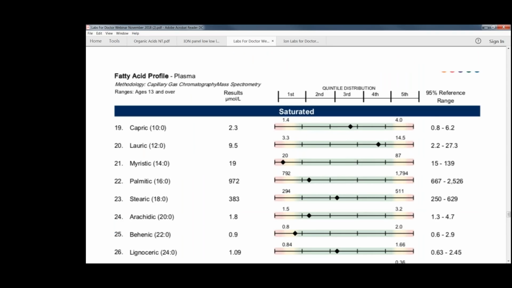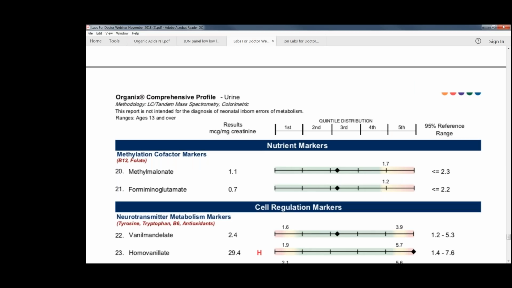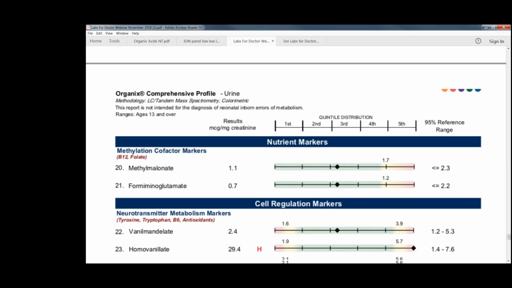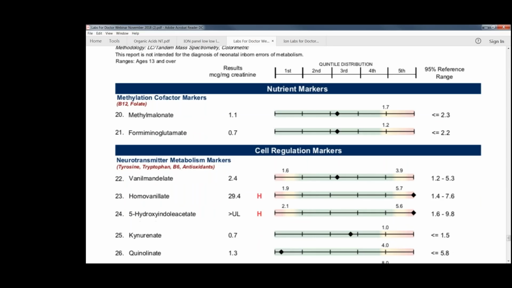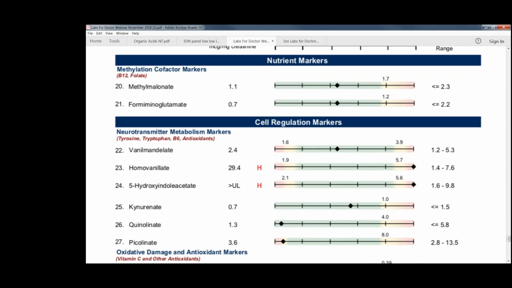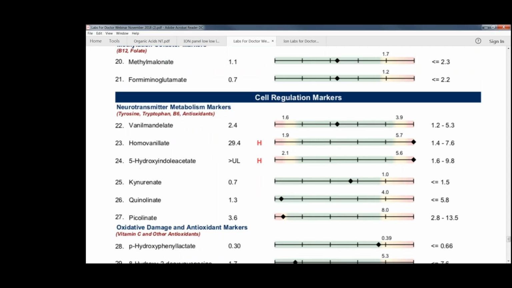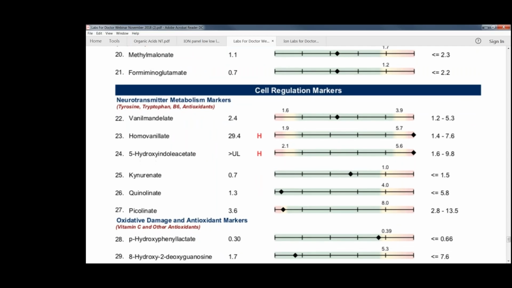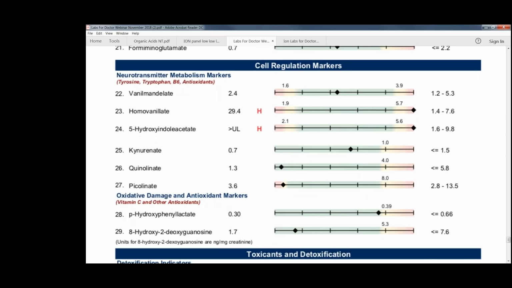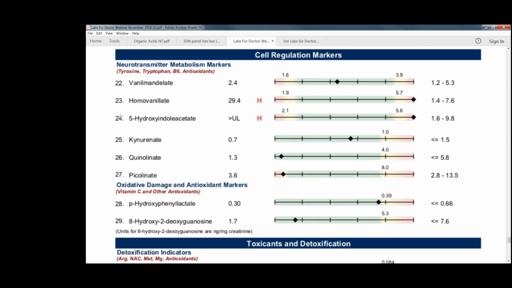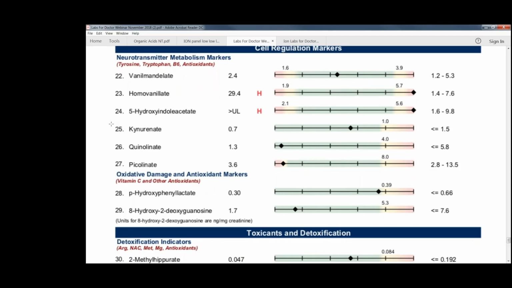So let me show you what we're talking about here. This is an ion panel. You'll see very similar results on organic acids testing from Genova, and very similar markers on the Nutraval from Genova, the basic test that a lot of us use. I would say this is one of the most fundamental functional medicine tests. What we're looking for in terms of the markers, and most of these names are probably familiar to you, is kynurenate, marker 25, quinolinate, marker 26, and picolinate, marker 27. Those are the markers we're starting to think about here.